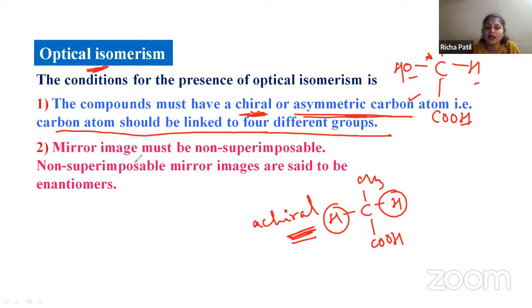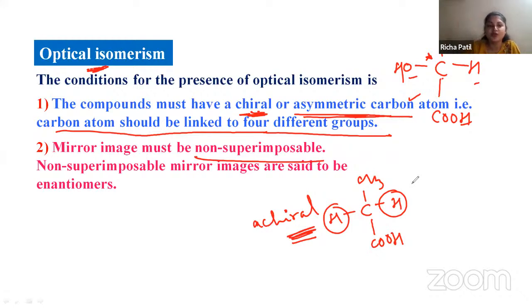Then second, mirror images must be non-superimposable. What do you mean by non-superimposable? Take our palms. When you hold them like this, these are mirror images. If you keep both hands in front of each other, they are mirror images. Now these mirror images should not be superimposable. You keep one hand on the other. Are your fingers coinciding? No, right? Your thumb is coinciding with your little finger. So it means mirror images must be non-superimposable.